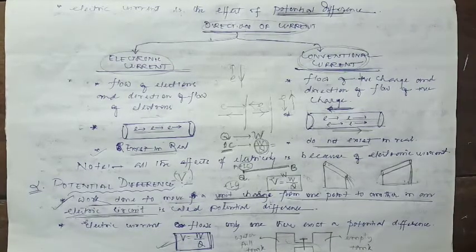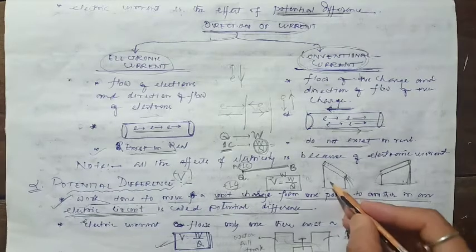Now, students, water continues to flow if there is a water level difference in the tanks. If there is no water level difference in the tanks, no water will flow. Just like that, in electricity also, if there is an energy level difference, the current will flow.